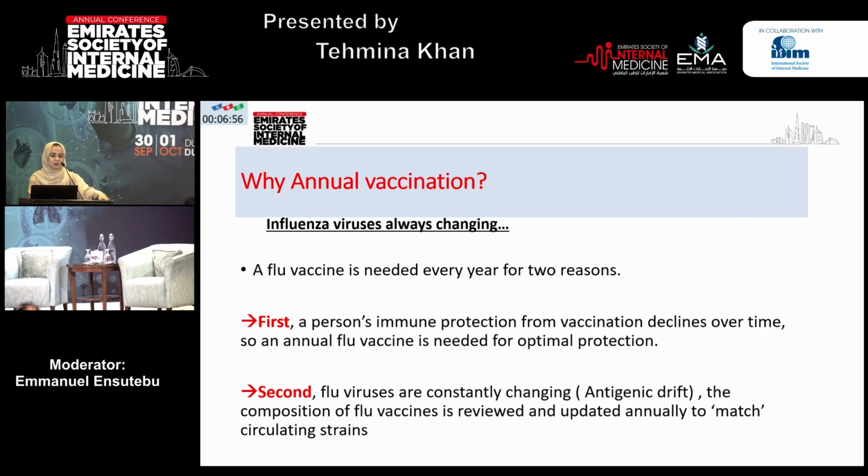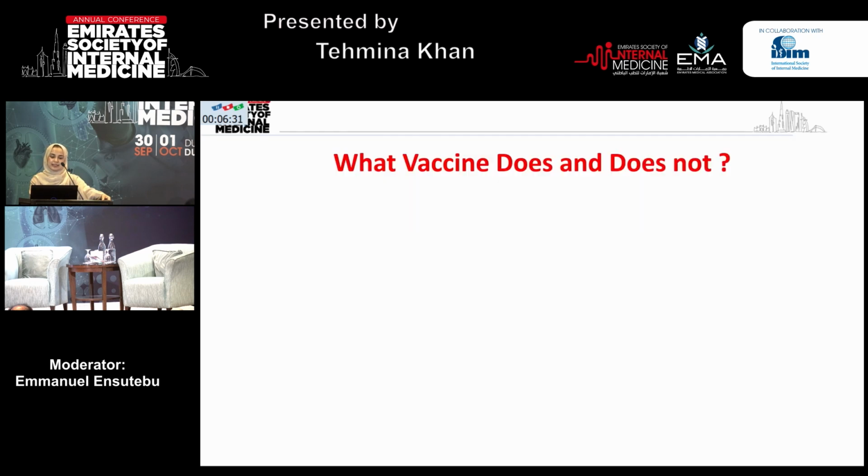Why an annual vaccine? As we said, the flu virus is changing every year, and a flu vaccine is needed every year for 2 reasons. First, a person's immune protection from vaccine declines over time, so an annual flu vaccine is needed for optimal protection. And secondly, the flu virus is constantly changing with antigenic drift, and the composition of the flu vaccine is reviewed and updated annually to match the circulating strains.